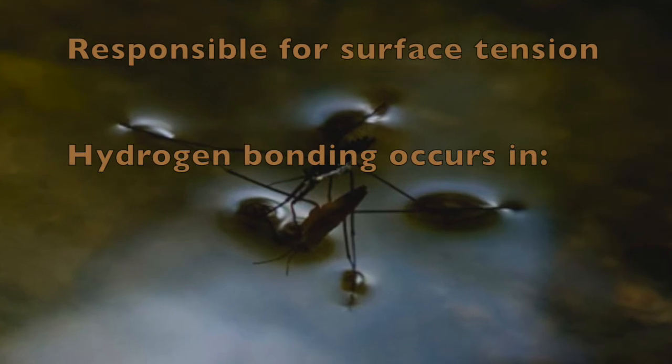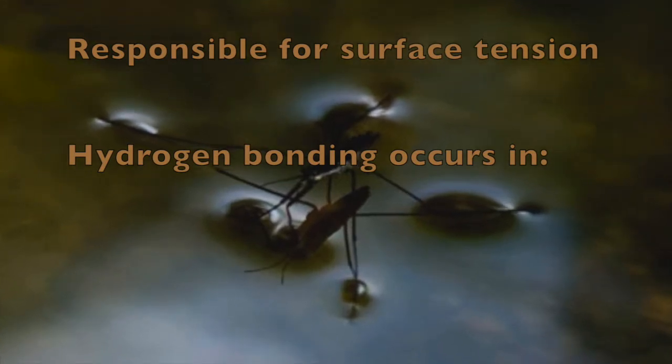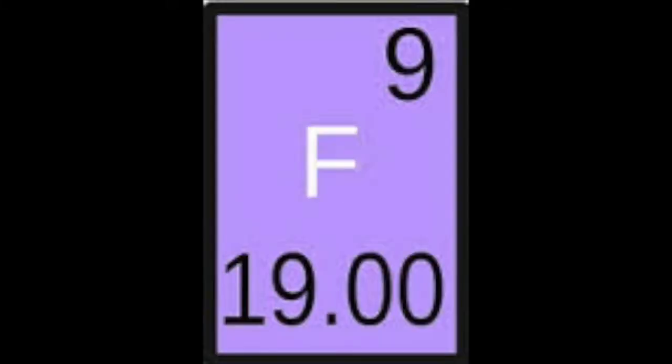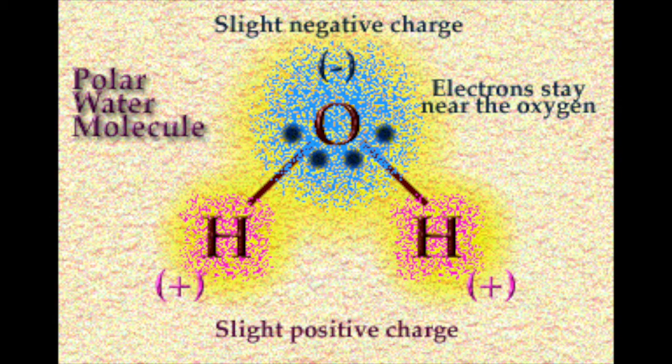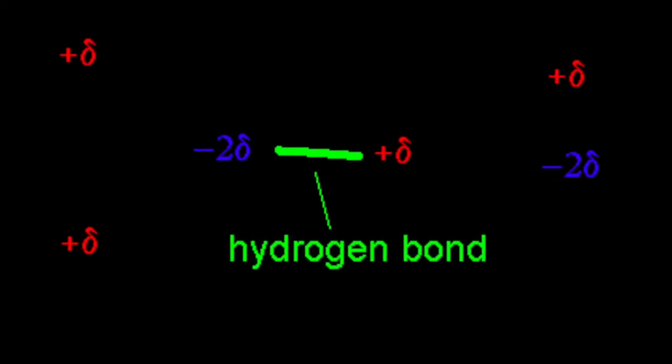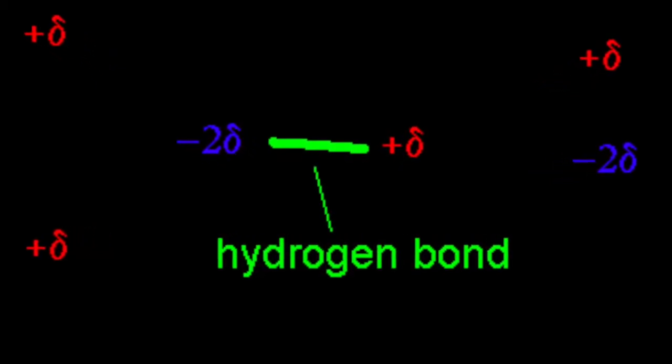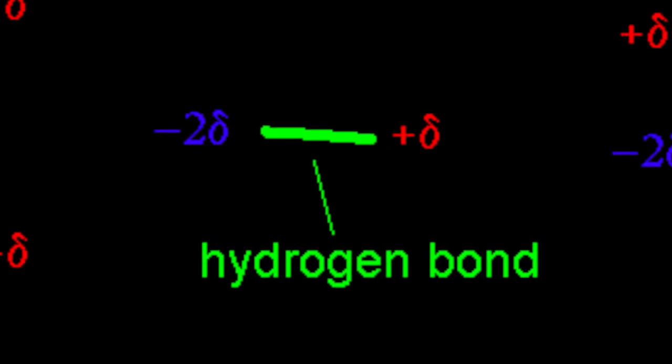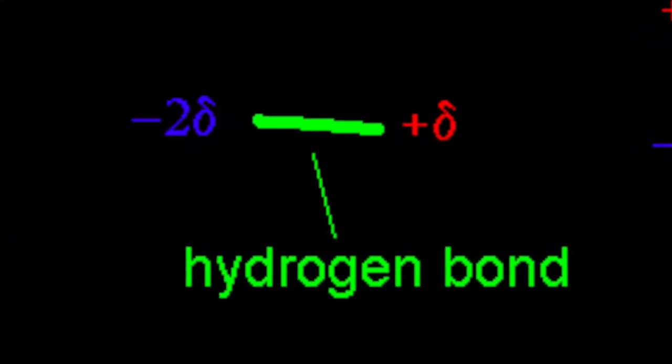A hydrogen bond is responsible for surface tension and occurs in three elements: oxygen, nitrogen, and fluorine. Polar molecules are molecules with a partial negative charge and a partial positive charge. An example would be a water molecule. Since a hydrogen has a partial positive charge, it attaches to an electronegative atom such as the elements mentioned before. When the hydrogen atom is attracted to a negative atom, this attractive force is called an electrostatic interaction.